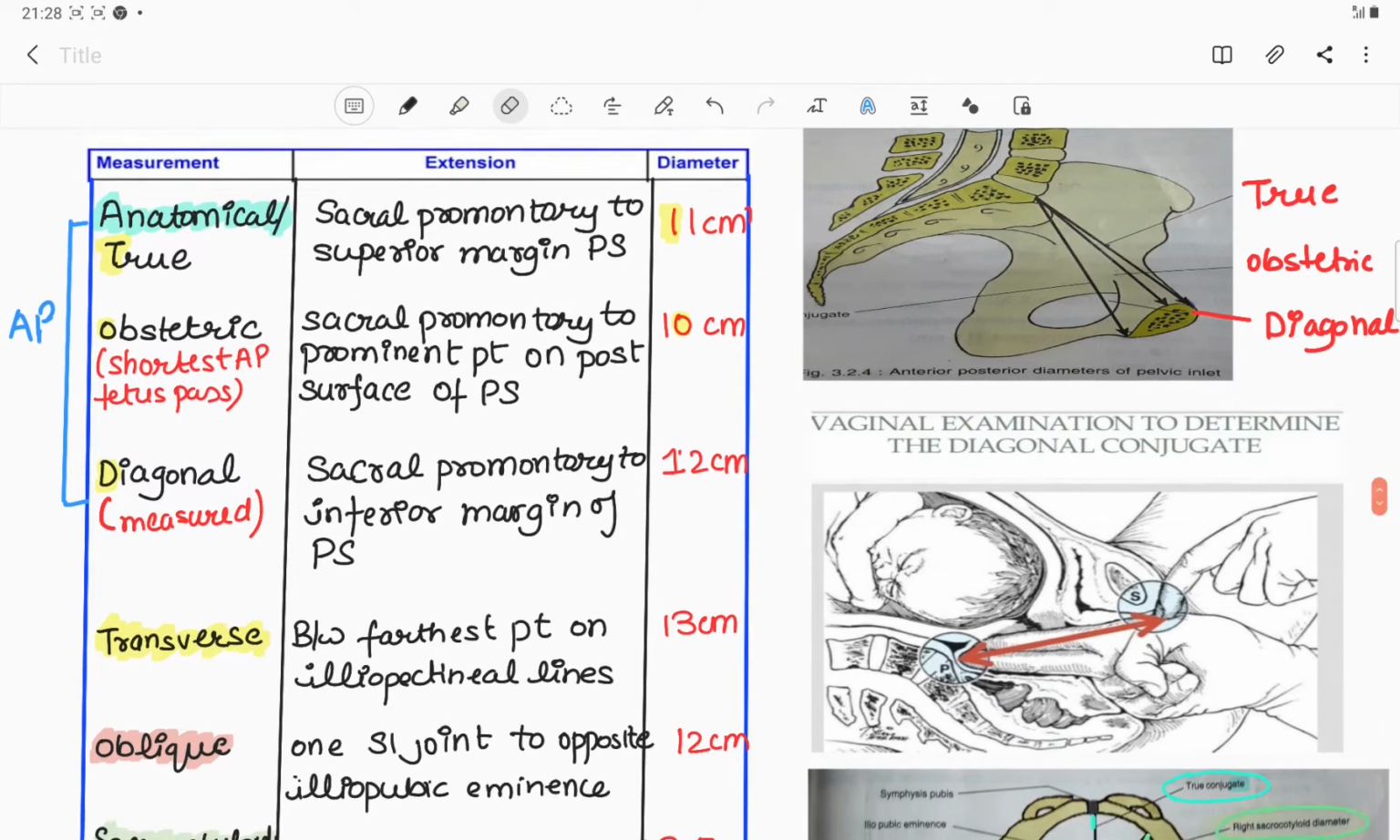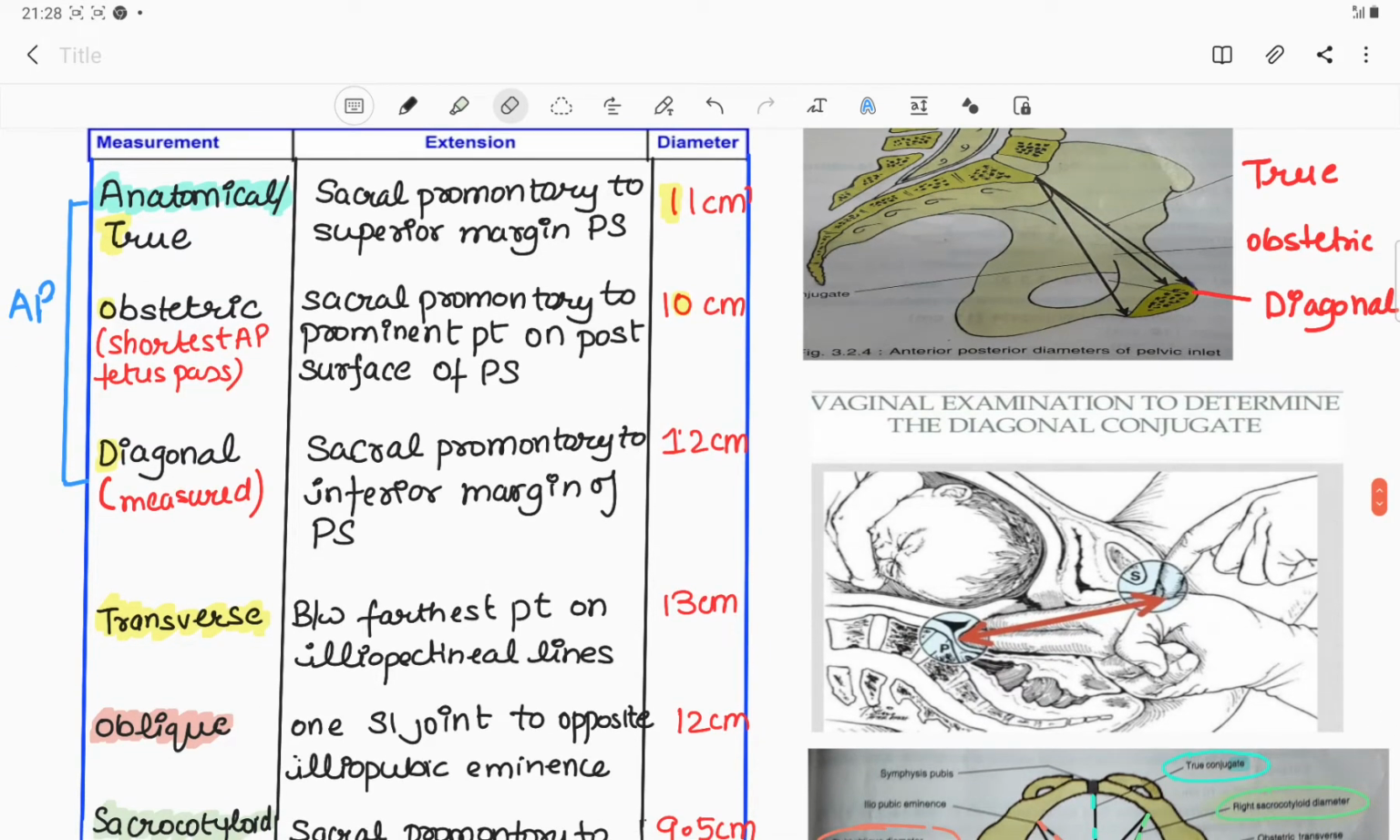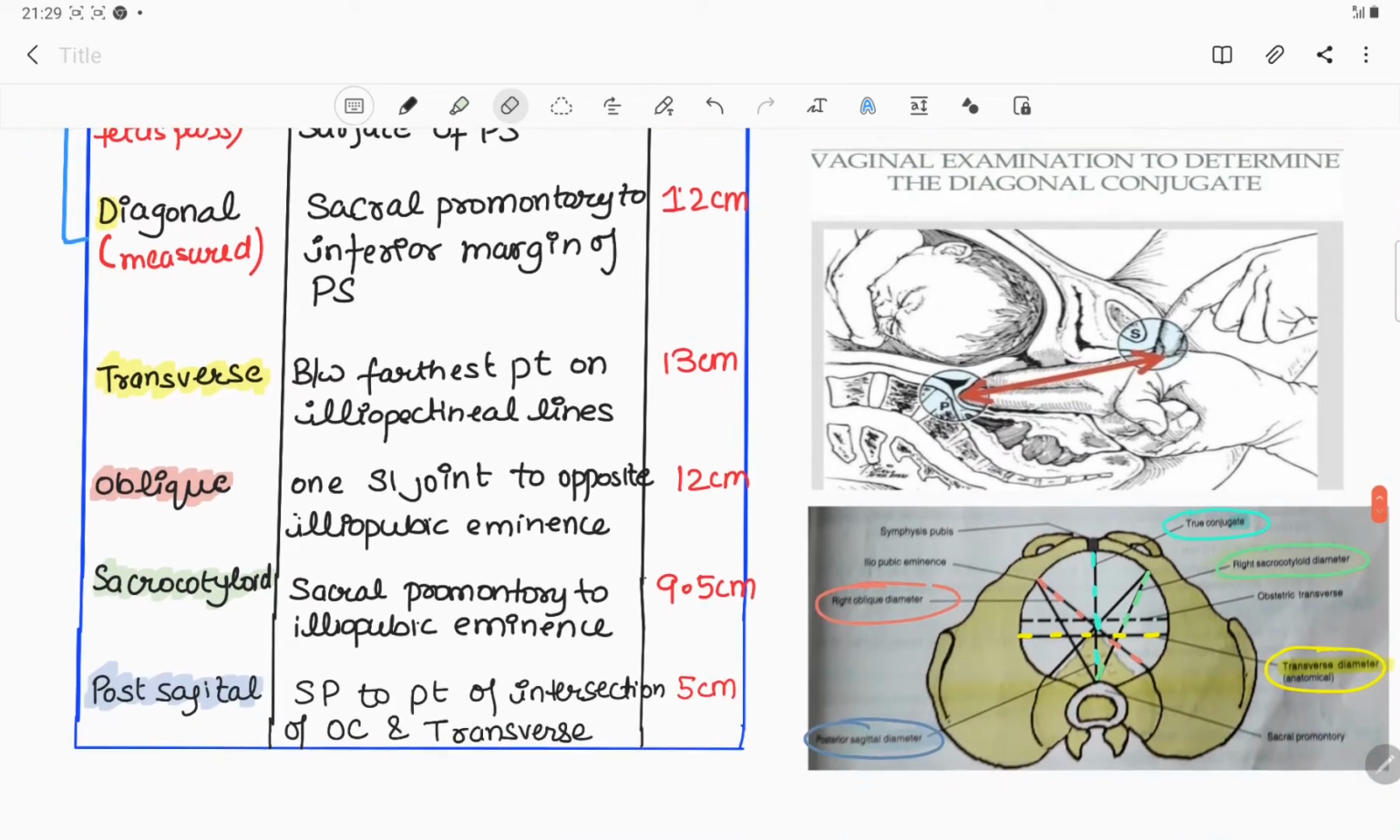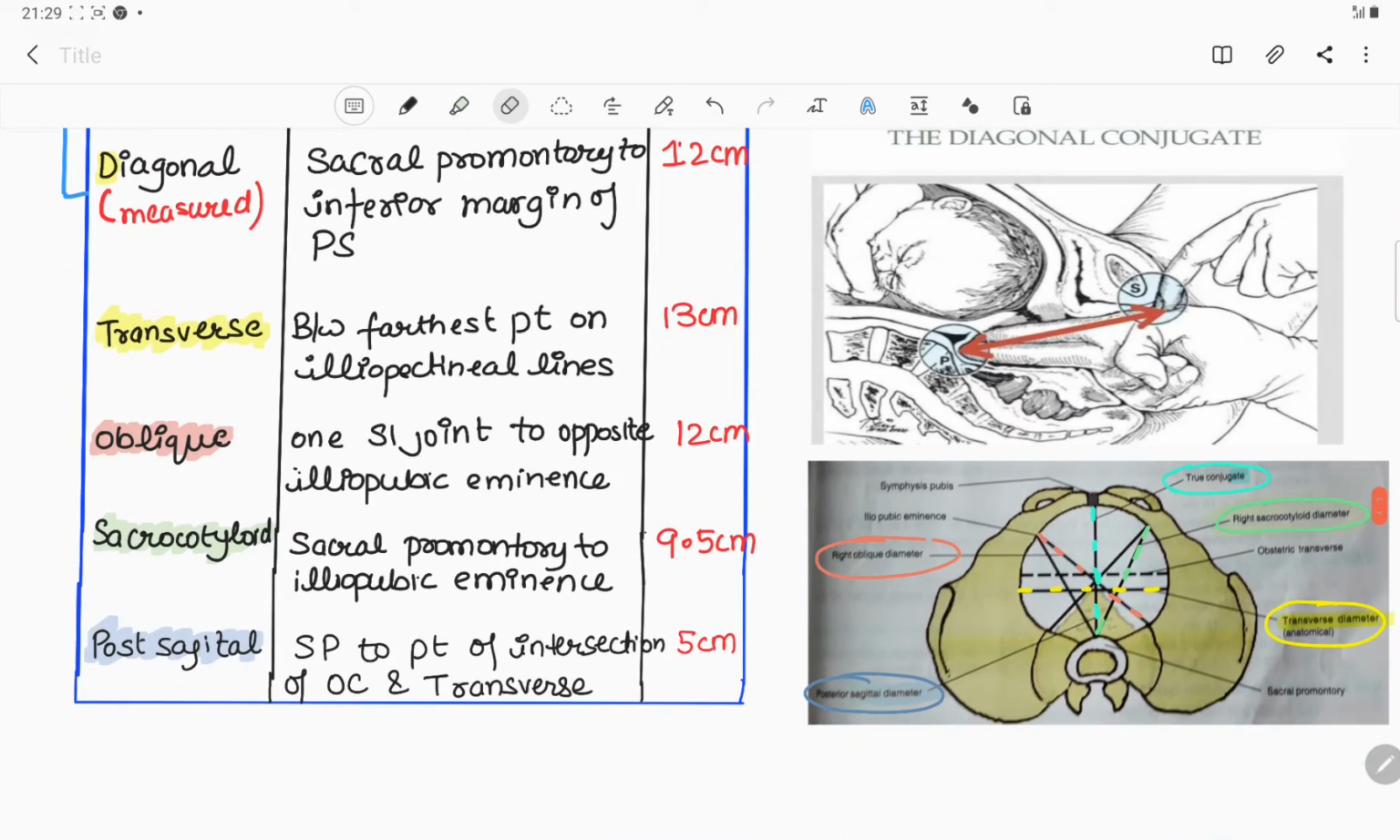But how do we calculate this diagonal conjugate? See, in this picture, we have to introduce the index and middle finger of the right hand in the vagina and try to palpate the sacral promontory. Then, we have to mark a point below the pubic symphysis till the tip of the middle finger and calculate the diagonal conjugate.